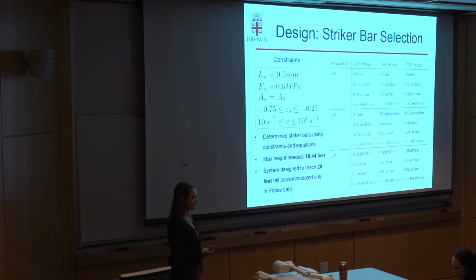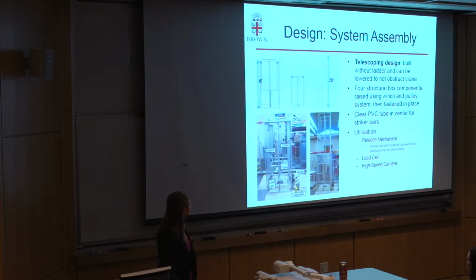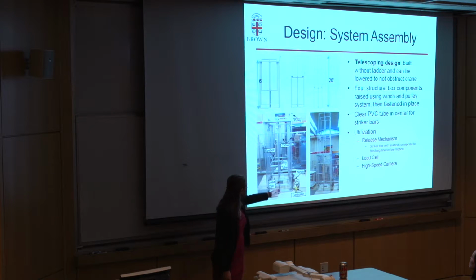Therefore, it needed to be located in Print's lab to accommodate this height. Because it was in Print's lab, there are certain considerations that had to be made. First of all, it needed to be built without a ladder for safety reasons, and it needed to be able to be lowered down so that the crane that's used in Print's lab wouldn't be obstructed. So it's a telescoping design that utilizes 4 box components nested within each other and raised one at a time using a pulley and winch assembly. That's shown here, the pulley and winch assembly.